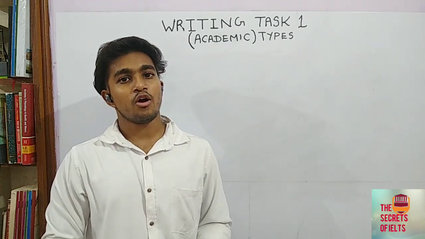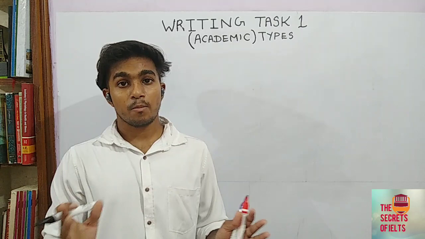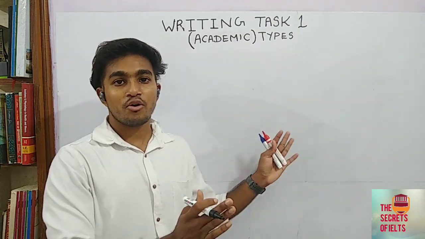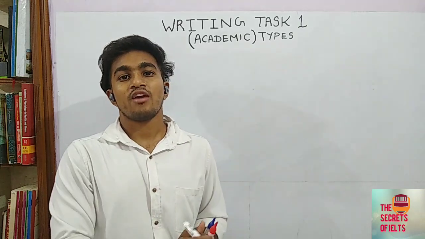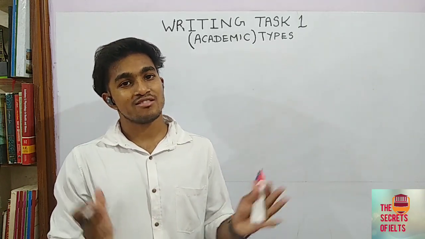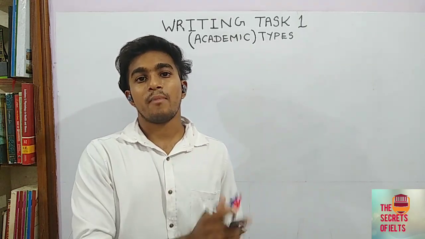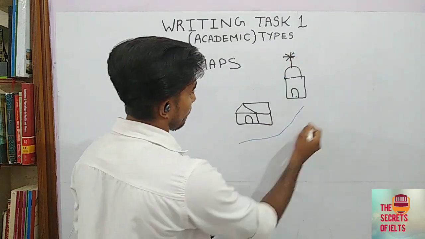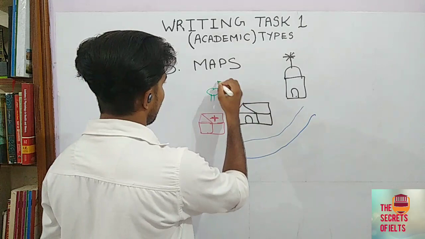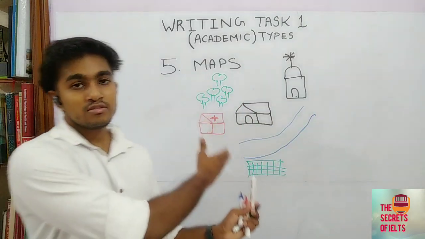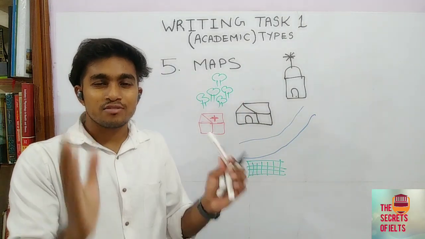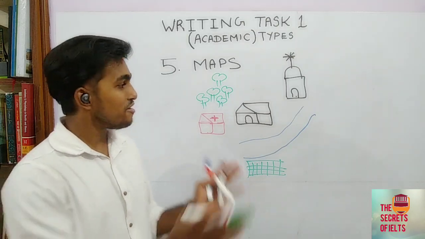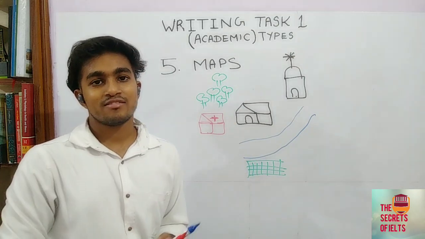The fifth type of task 1 is maps. Maps are graphical representations on a surface. We have to explain maps in our own words. Let's look at the map format. This is simply a rough idea. My artistic skills are not very good, but yes, a map looks like this.